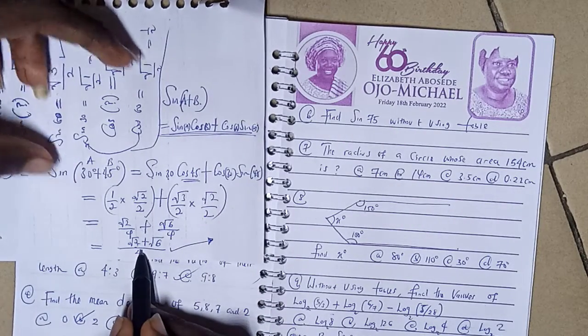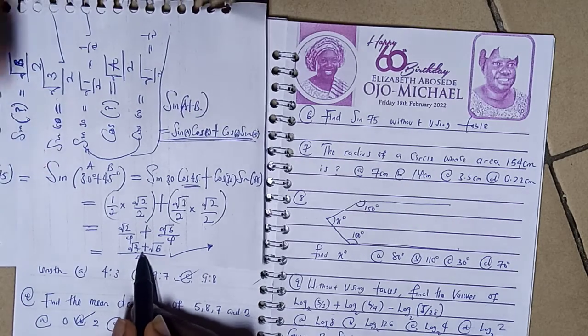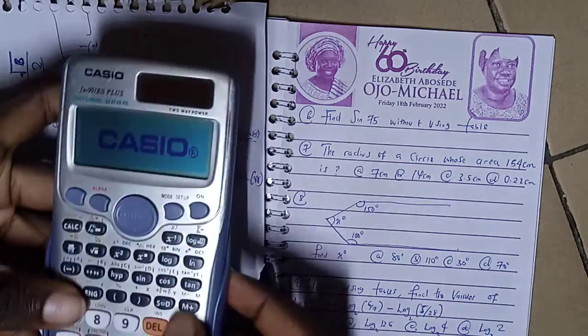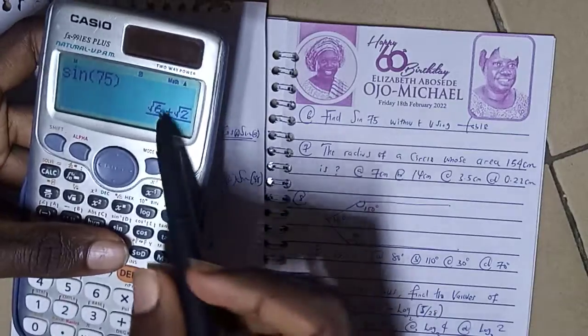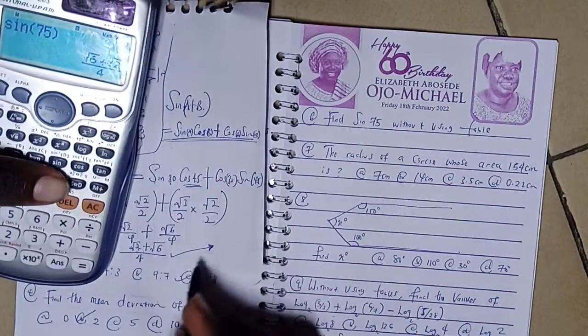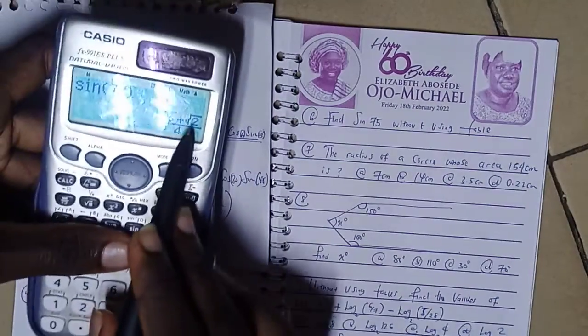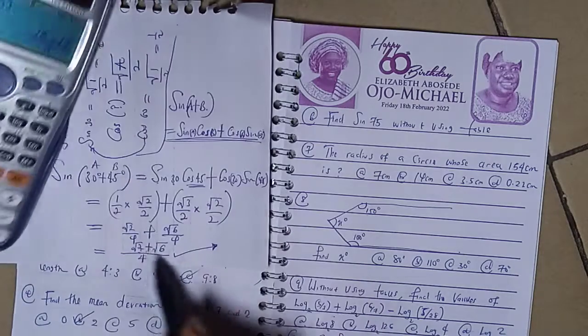But if you don't see this in the option, it is very, very certain that you might not see this in the option. So when I press sine 75 here, see what I have. Okay, it is correct. You see, it is the same thing. I have square root of 6 plus square root of 2 over 4.